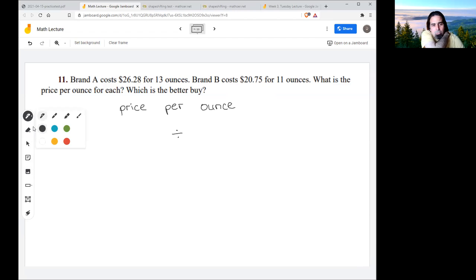So price per ounce, we have brand A and the brand B.